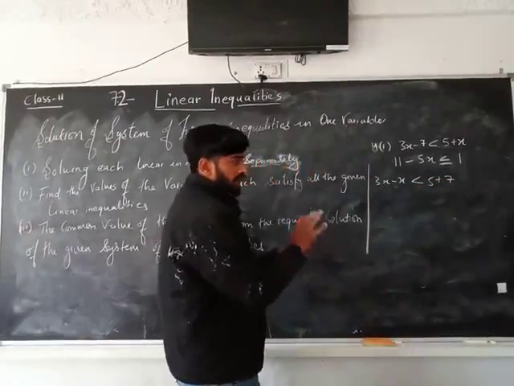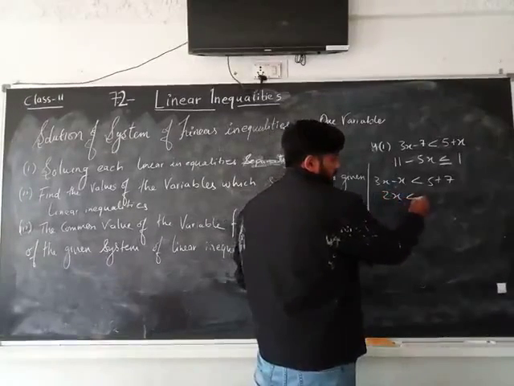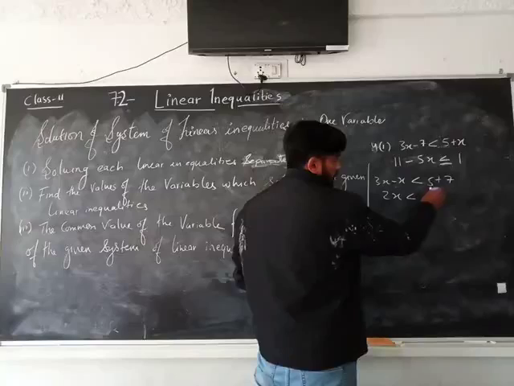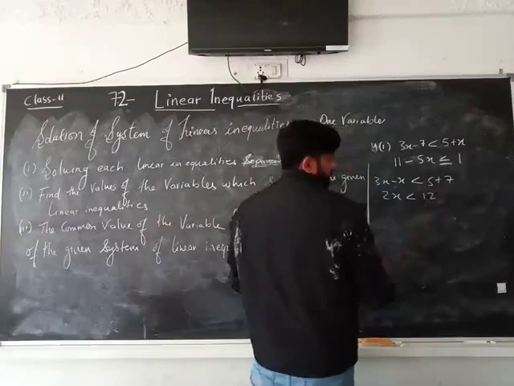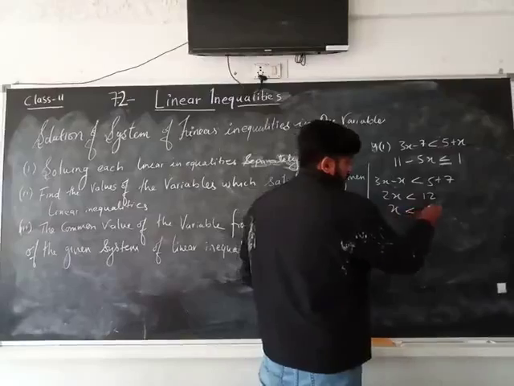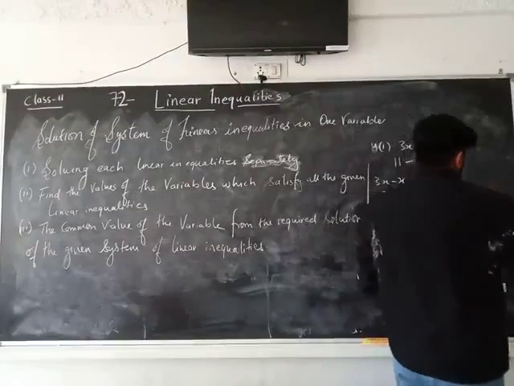I hope you guys understood. I didn't do anything wrong in this. Then it's going to become 2x less than, and what is 5 plus 7? That is going to be 12. And then x is going to be less than 6.